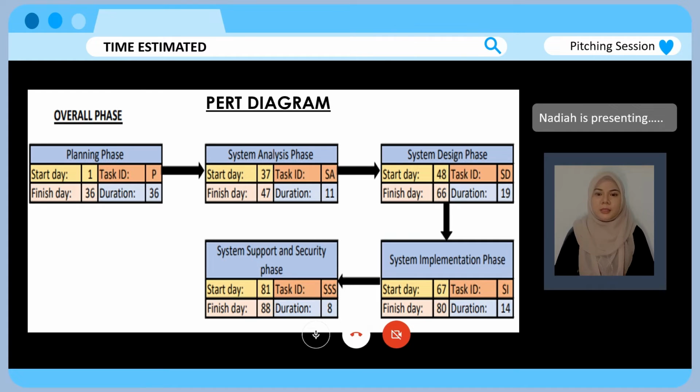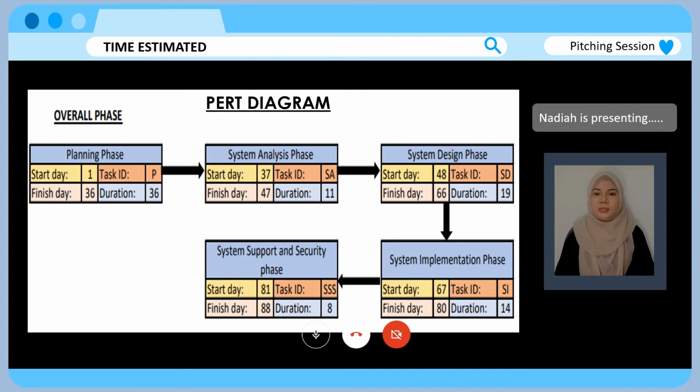Next is the system analysis phase. It will start from day 37 and will finish until day 47, and the duration for this phase is 11 days. Next is the system design. It will start from day 48 until day 66, and the duration for the system design is 19 days. Then we will proceed to the system implementation phase, which will start from day 67 until day 80, and the duration for this phase is 14 days.